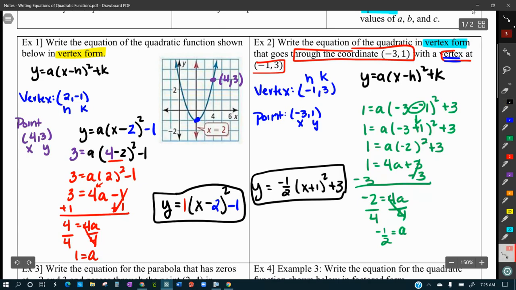When you substitute your y, your x, your h, and your k, solve it for a, you get a negative 1/2. So you plug in the a, the h, now remember it's minus and negative 1. If I do minus and negative, it turns to a positive. And then k is a positive 3, so plus 3.